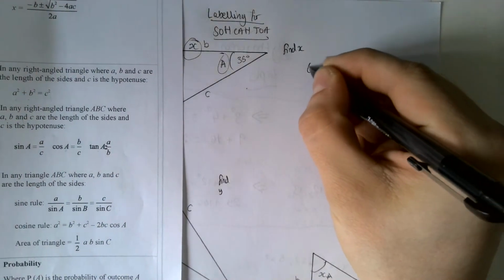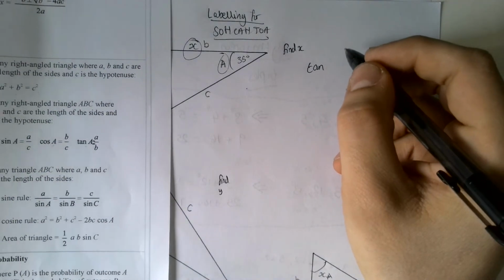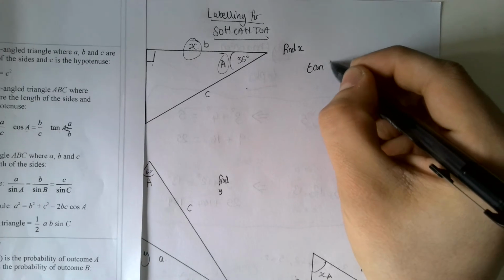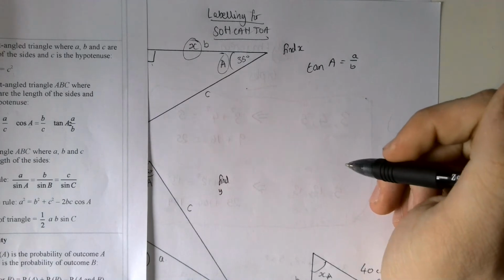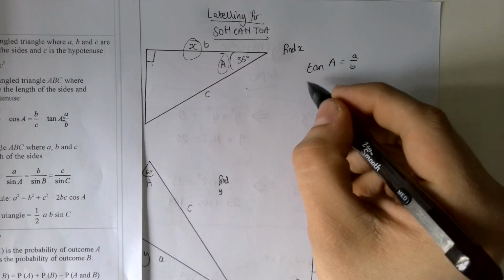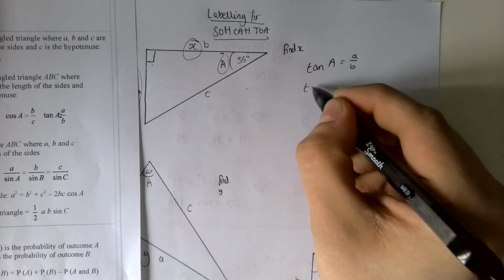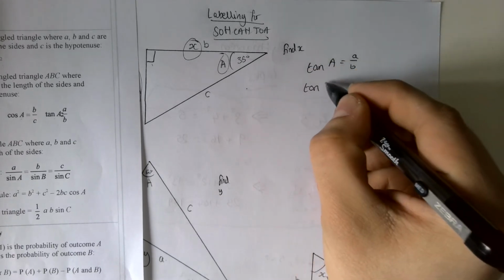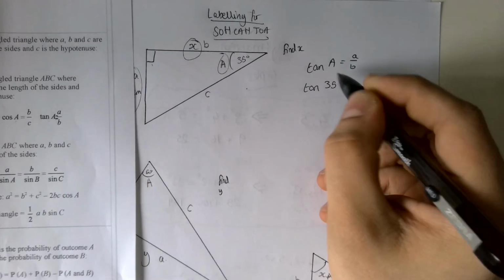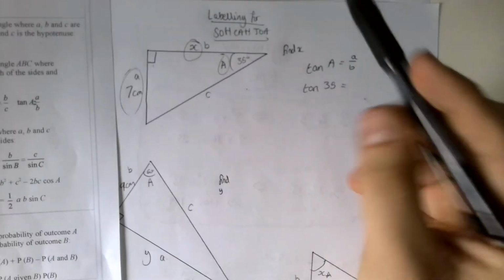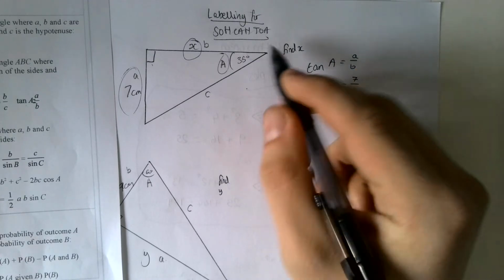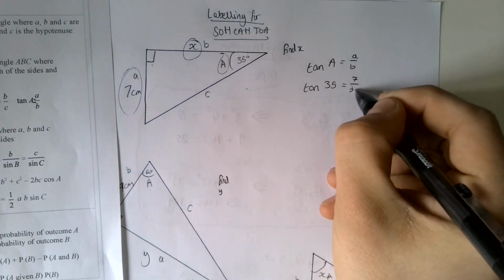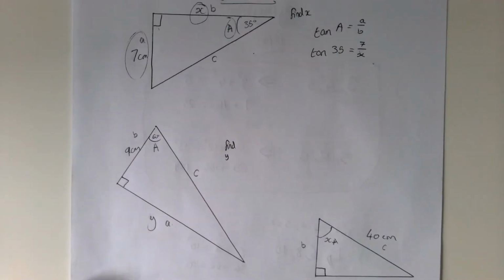That's probably already a mark you've got yourself there just for correctly labelling and identifying. So tan A is equal to little a over B. So I can sub in some values. So I know that capital A, my angle, is 35 degrees. I know that lowercase a is 7, and I know lowercase b is x.